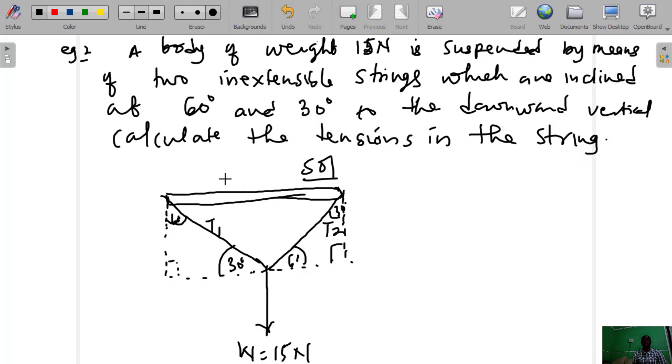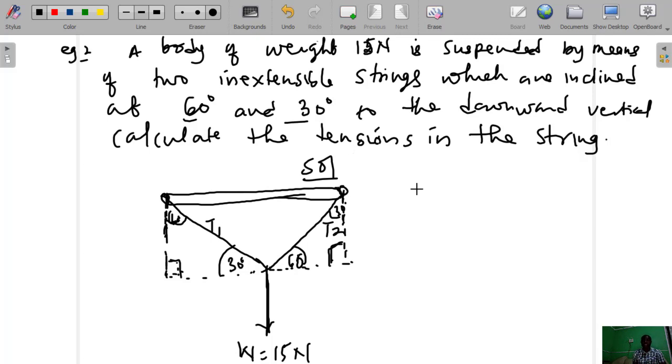This is the illustration. The two strings will be fixed to this point and that point, and they will suspend the weight at this vertical. The weight will be 15 Newton, and they are inclined at angles of 60 degrees and 30 degrees to the downward vertical. So downward vertical is here, 60 will be there, 30 will be here. Then when you complete it, since here is 90, here is 30, there will be 60 here. And here too, since here will be 90, here will be 30. Good. So we are now going to draw a new diagram for Lamy's theorem.